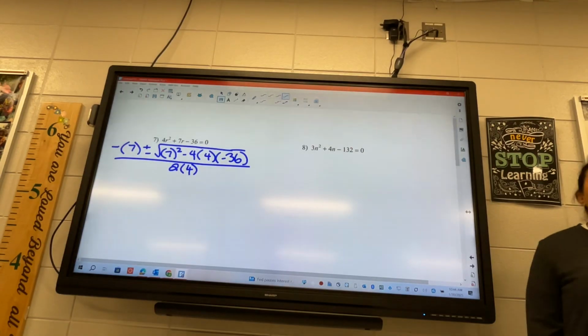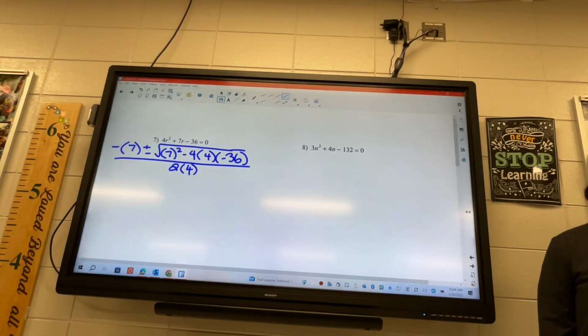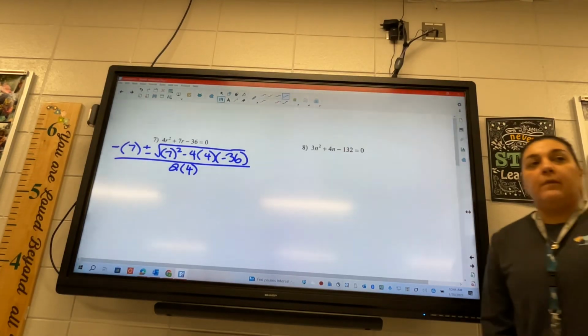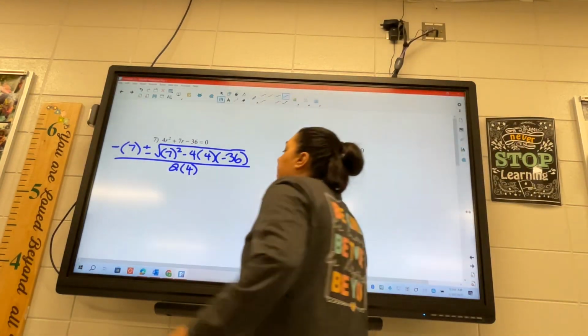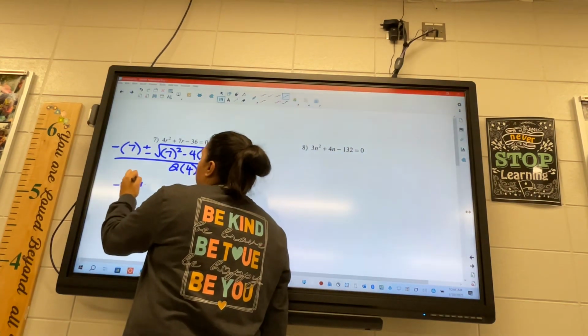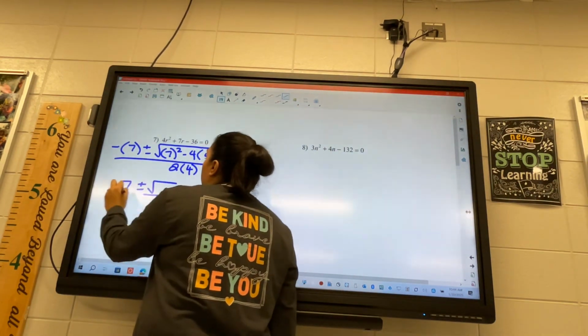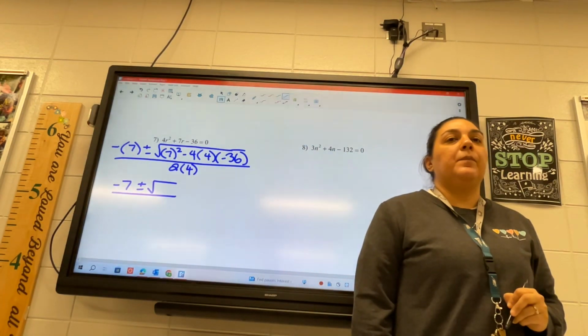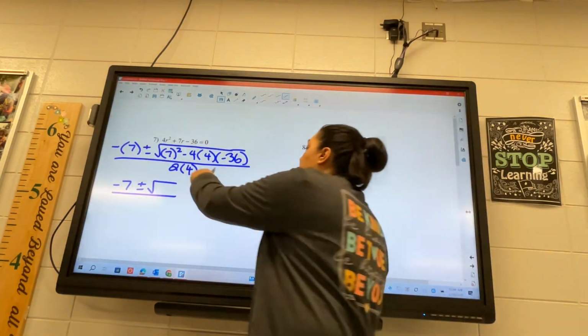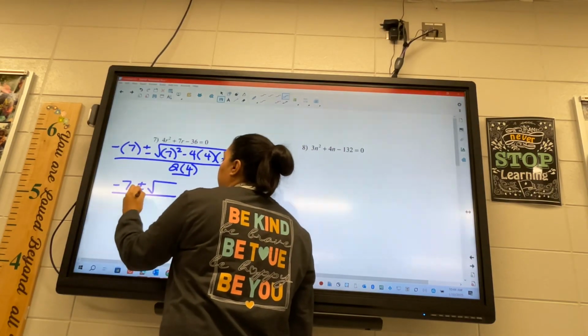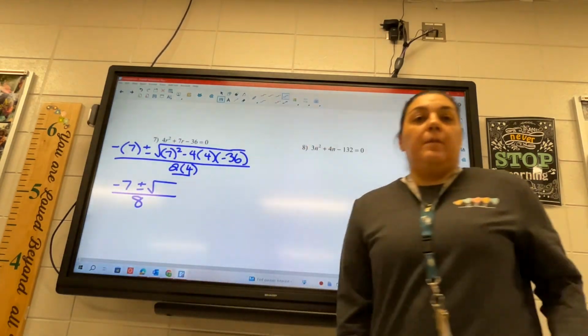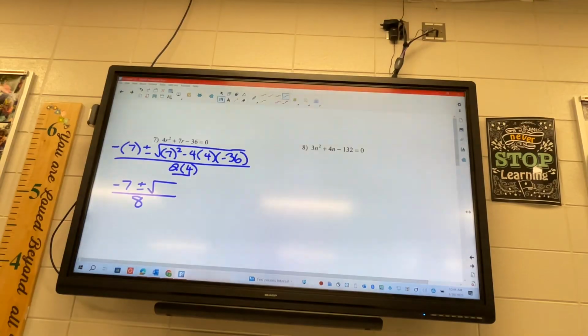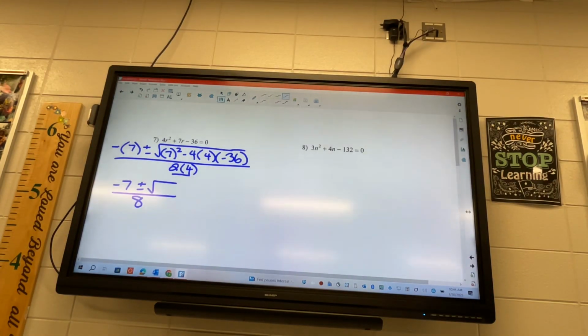Okay, negative 7. What are we going to get for that? Are we going to get a negative 7 or a positive 7? A negative. Okay, so it's going to be negative 7 plus or minus the square root. What is going to be on the bottom? 8. Okay, 2 times 4 is going to be 8. And so we're going to start typing in everything underneath the square root.